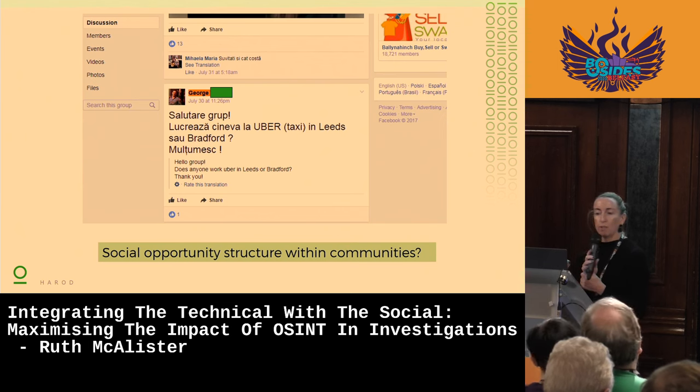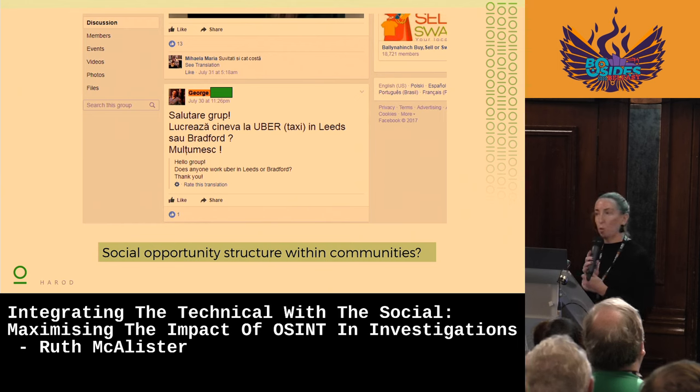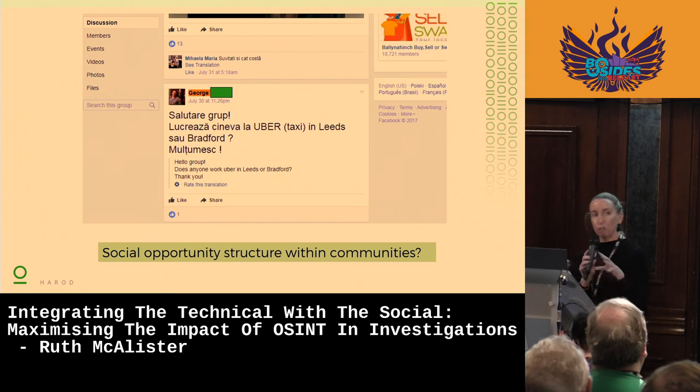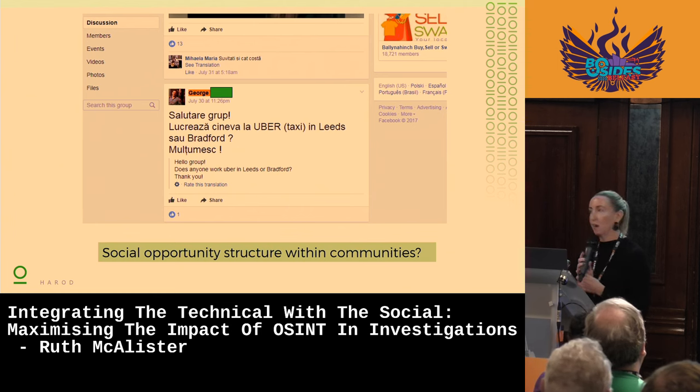What was also quite interesting was there was a further post from George, and the translation there, as you can see on the screen, he is essentially looking for anyone who works for Uber in Leeds or Bradford. Now, you may deduce that could be because he's looking to work for Uber. I deduced it was a sort of personal arrangement with a Romanian speaker to bring girls to their house in Leeds, as a nice little social opportunity structure within that particular piece of organised crime.